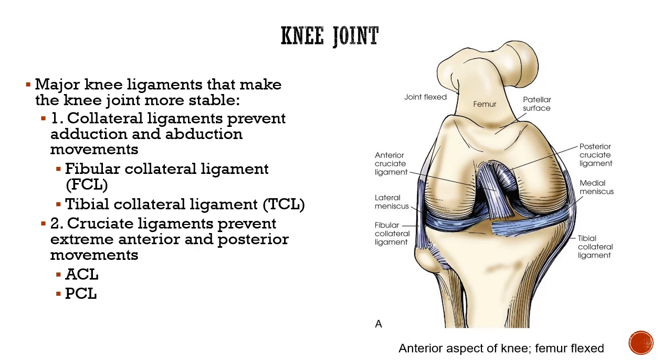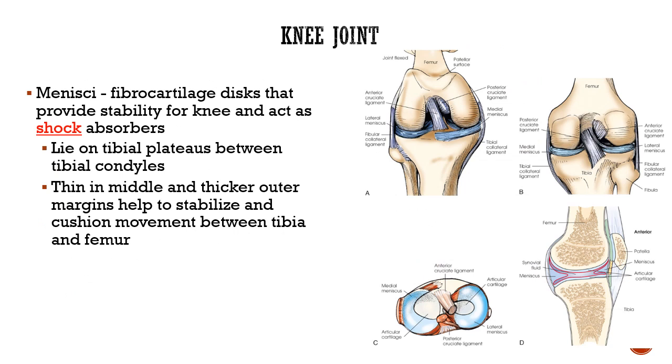The knee has ligaments that make it more stable. We have collateral ligaments and cruciate ligaments. The collateral ligaments include the fibular collateral ligament and the tibial collateral ligament. The cruciate ligaments are anterior and posterior. Menisci are fibrocartilage discs that provide stability for the knee and act as shock absorbers that lie on the tibial plateaus between the tibial condyles. They're thin in the middle, and thicker outer margins help to stabilize and cushion movement between the tibia and the femur.